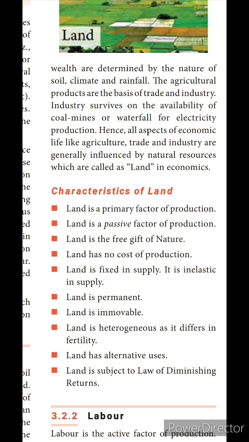Land is heterogeneous as it differs in fertility. You know about the fertile soils, isn't it? Alluvial soil is a fertile soil, but desert soil is an infertile soil. So it is heterogeneous. Land has alternative uses. We can utilize the land for alternative purposes. It is subject to the law of diminishing returns. Diminishing, that means it will diminish as well as we will get the return.